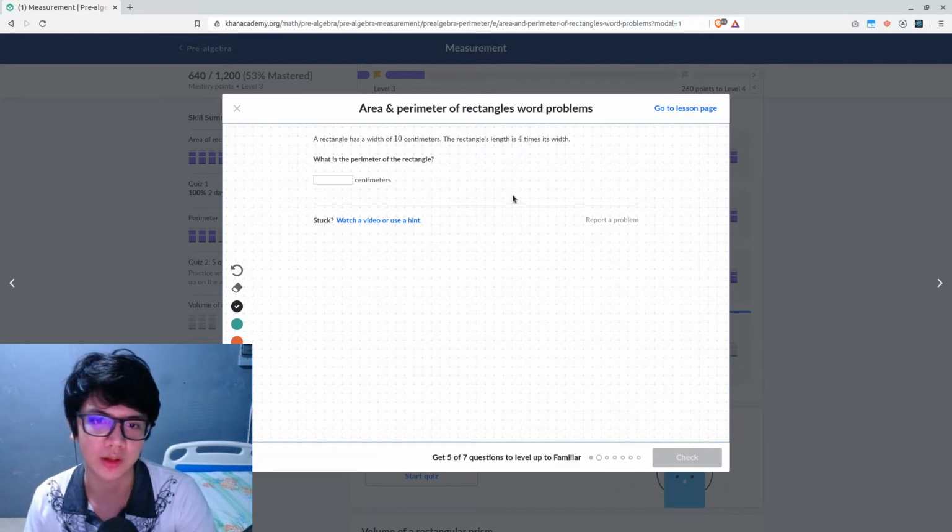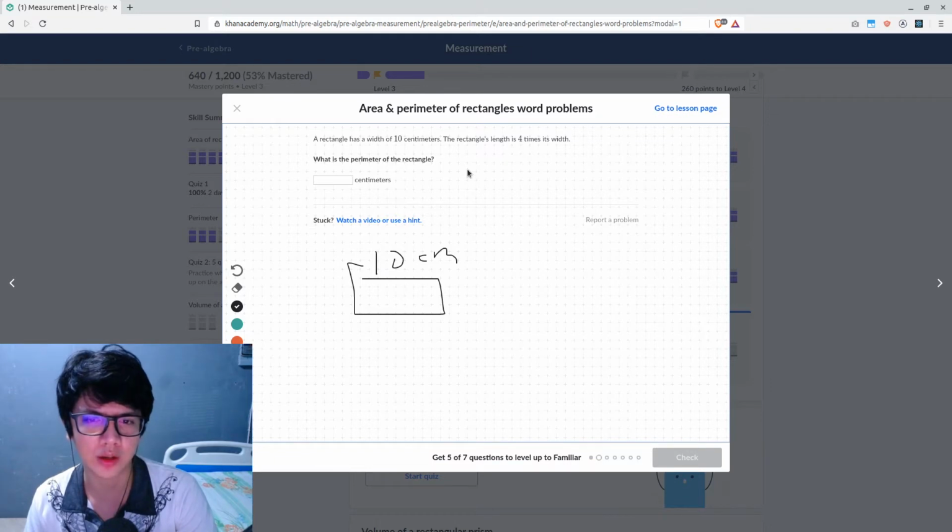The rectangle has a width of 10 centimeters. The rectangle's length is 4 times its width. Okay, so we have 40 and 10, right? 100, I guess.